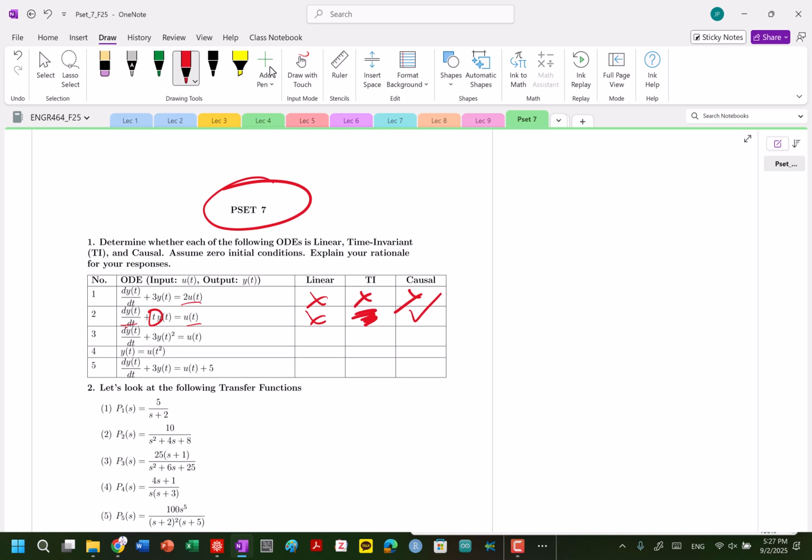Are we linear here? Nope, unfortunately not because of this function. So we are not linear. Are we time invariant? Yep. Are we causal? Yes, we are. All right, let's look at the next function.